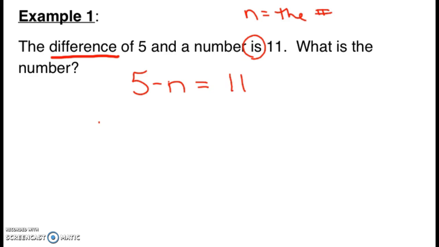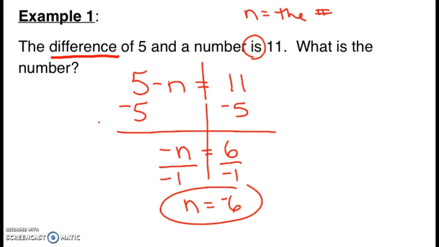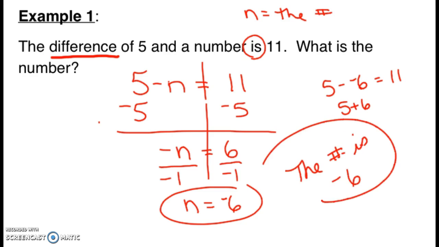What is the number? Well, I have my equation. I'm able to solve it now just by doing the same thing to both sides, following our properties of equality. So if I'm getting n alone, I will subtract 5 from both sides. What I'm left with is negative n equals 6. Remember that negative sign in front of the n, that's like an invisible negative 1. So to undo that, I can divide both sides by negative 1, and I got n equals negative 6. And if I check that, 5 minus negative 6, that really does give me 11, because remember that's the same thing as 5 plus 6. So the number is negative 6. I'm going to write the number is negative 6, answer in words.